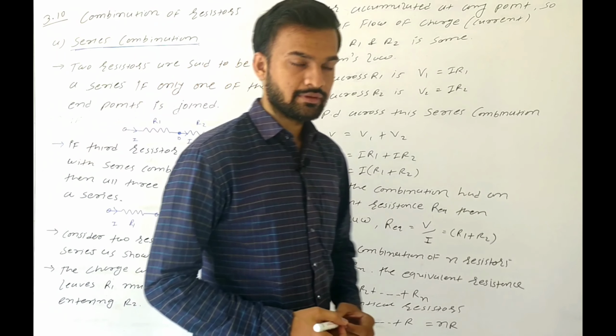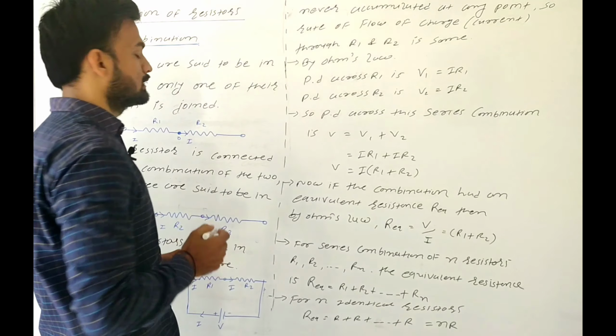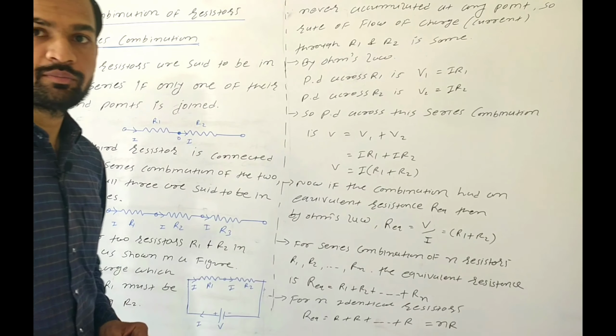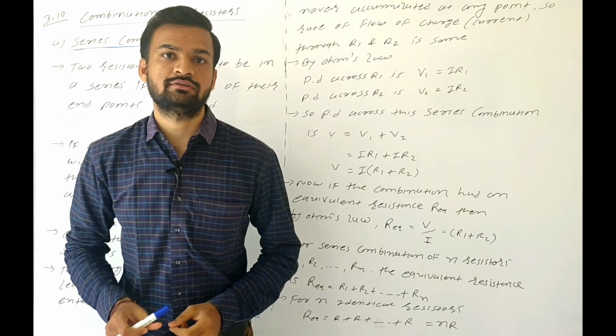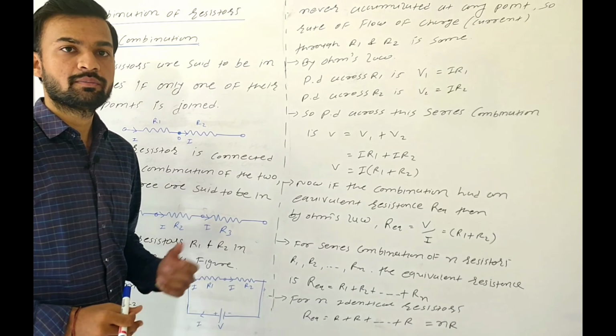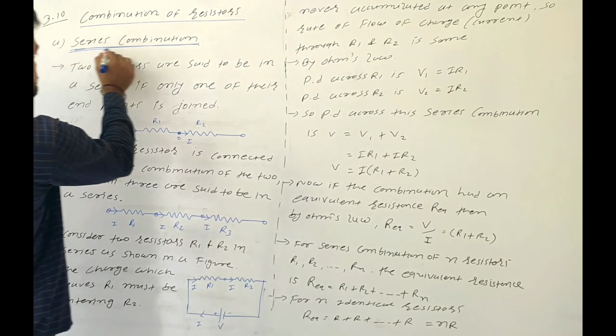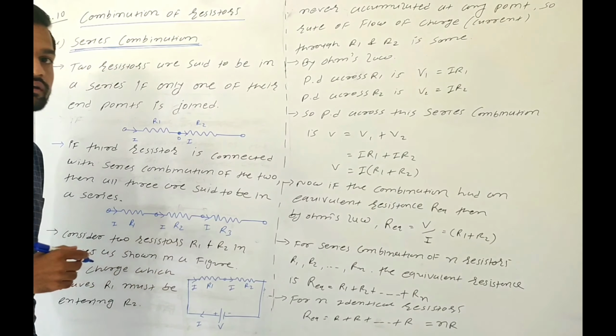Hello students, let's see combination of resistors. There are two types of combination of resistors. One is series connection of resistors and second is parallel connection of resistors. Let's see first the series combination of resistors.